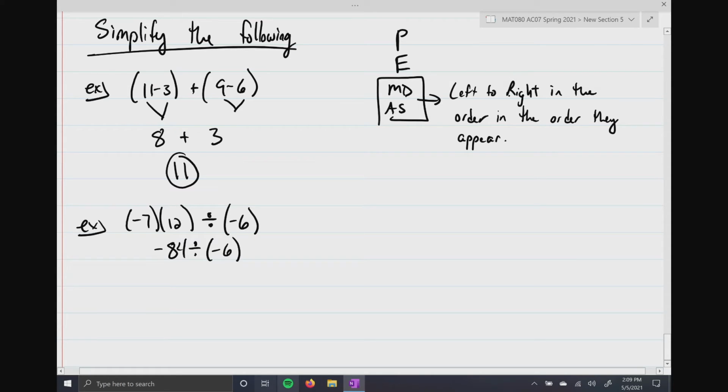Now, I can go ahead and divide. A negative divided by a negative is a positive. That's the easy part. 84 divided by 6 is 14.